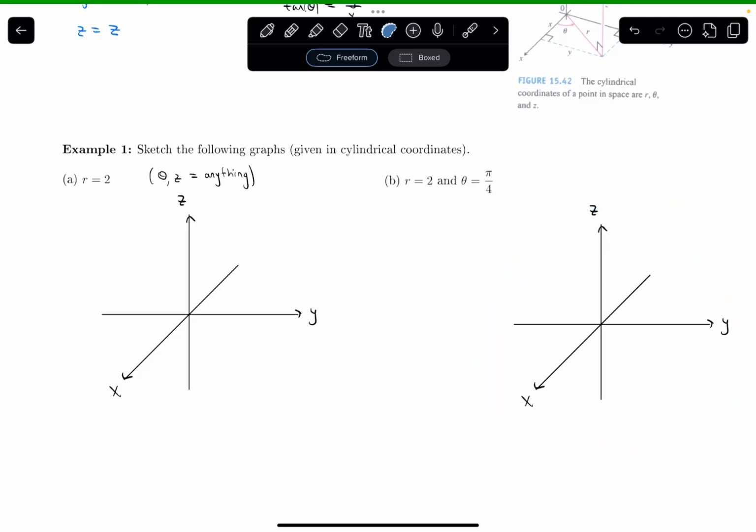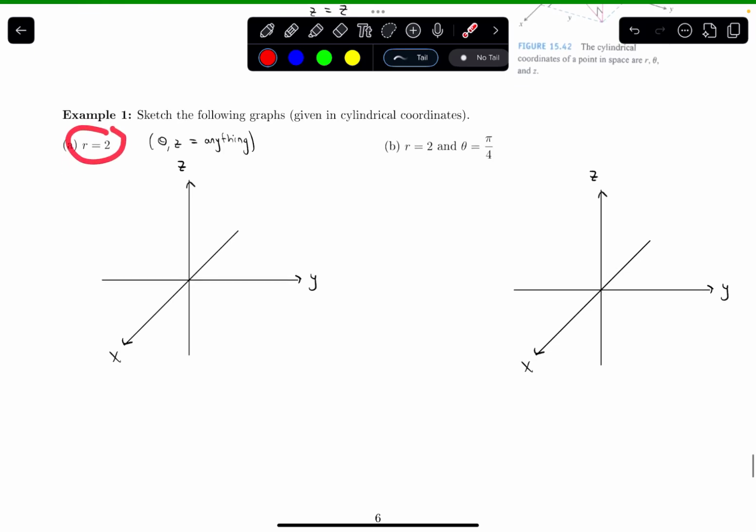Okay, so I know that in polar, r equals 2 would just be a circle of radius 2, center at the origin. So let me start with that. If I draw a radius 2 circle, center at the origin, it would be something like this, where this is 2 and this is negative 2 and that's negative 2. Okay. So the fact that theta can be anything means I take all these points where r is 2, a distance of 2 from the origin.